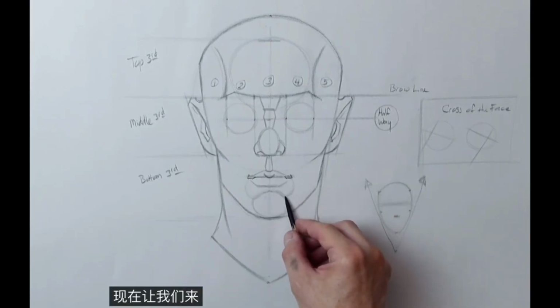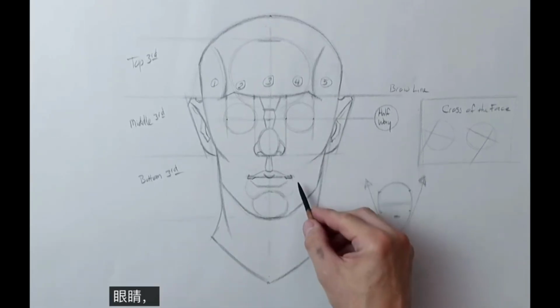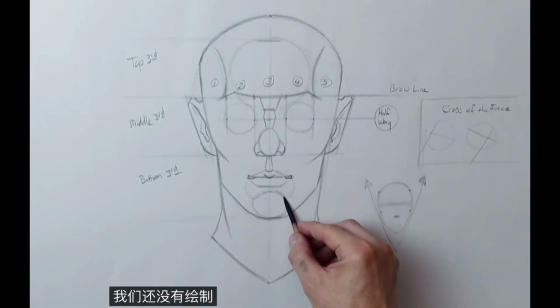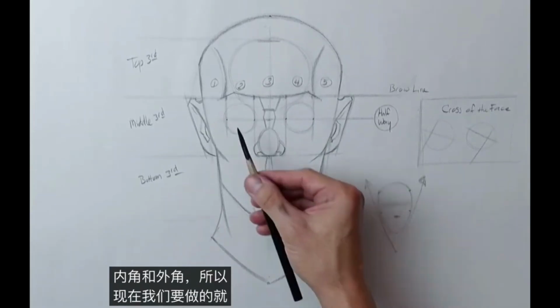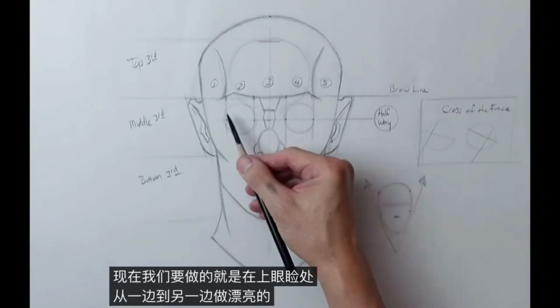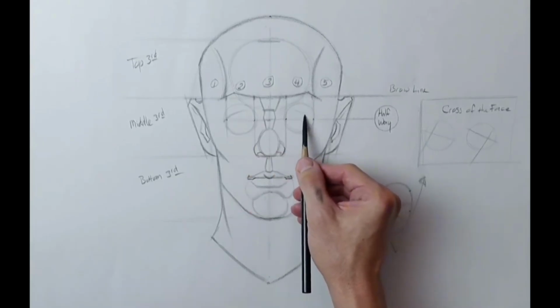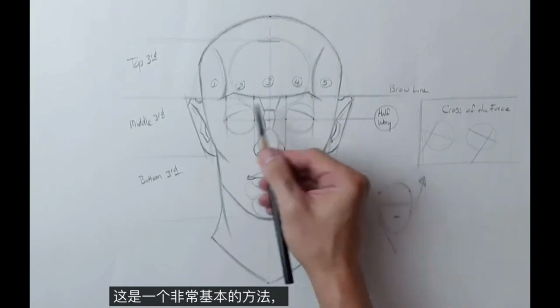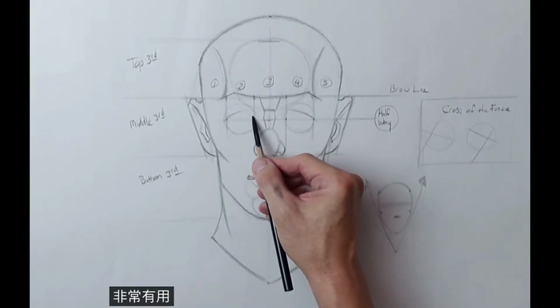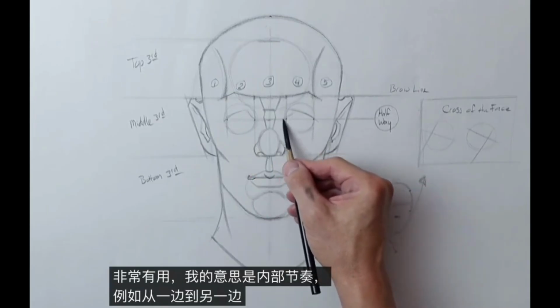All right, so now let's get to the eyes. And the eyes, we already have it mapped out, the inside corner and outside corner. So all we've got to do now is do the nice little rhythm from side to side for the upper eyelid. Like so. And this is a very basic way to do it. Very useful.